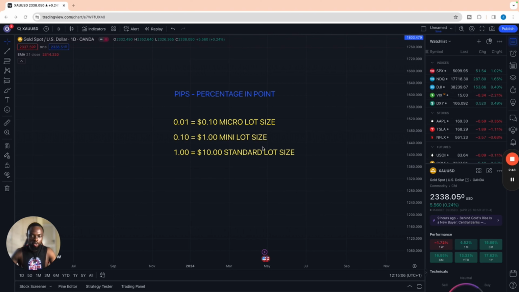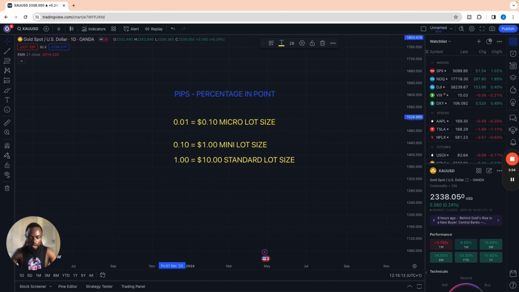But I want you to understand that we have other ways of how we can go about this. You got it? You can also go like this: 0.02, which is 20 cents, which also falls under the micro lot size. So I don't want you to think that, because we have just three lot sizes here, that is the only thing we can use. So I want you to understand this is what lot sizes are.